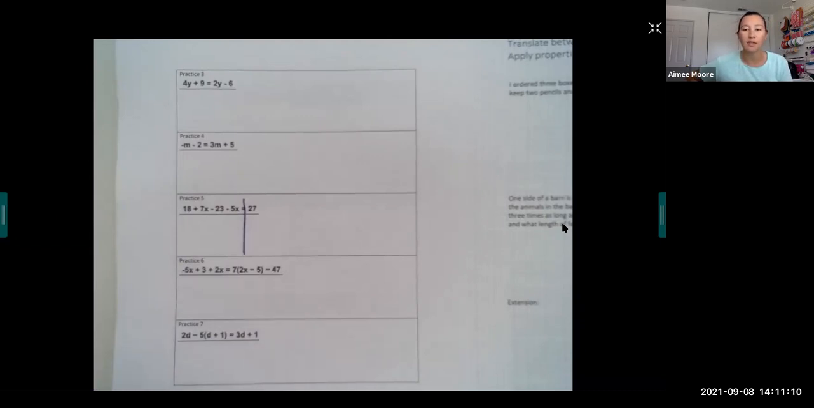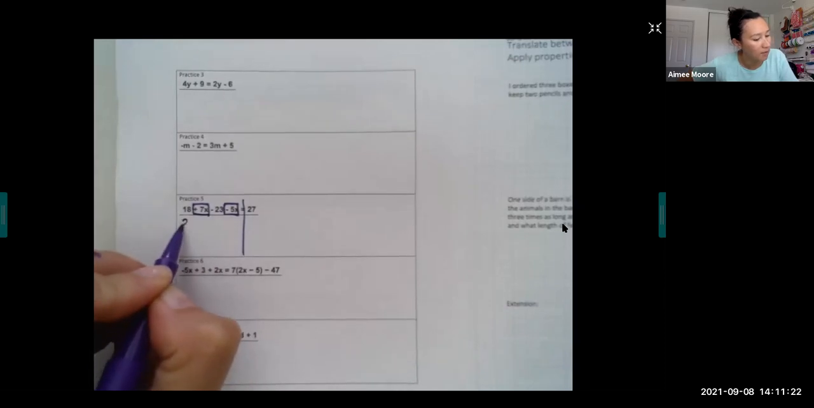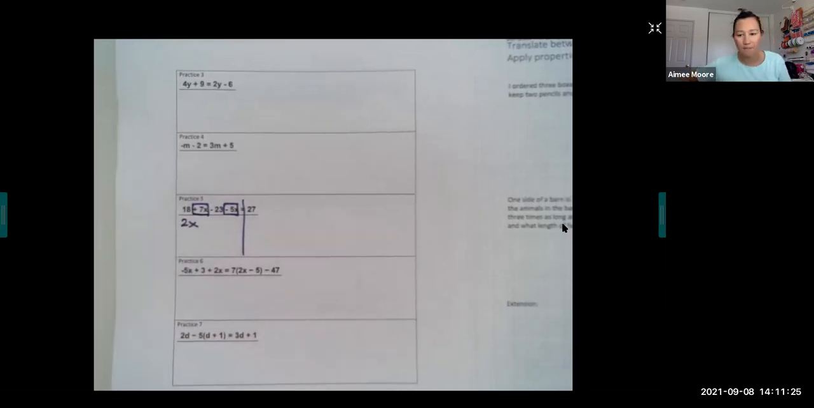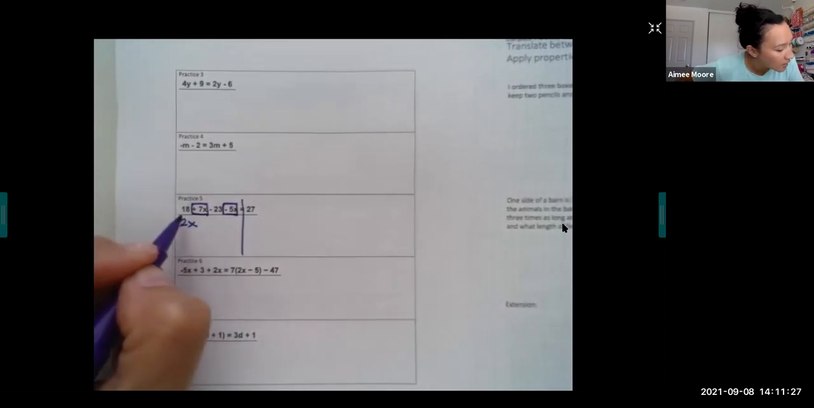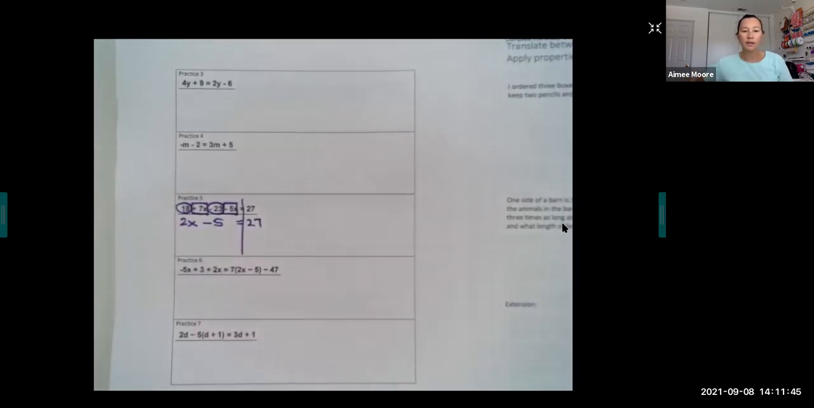So remember, like terms, they have the same variable raised to the same power. 7x and 5x? Yes. So like 7x, positive 7x, and negative 5x. Those are like terms. Good, John. So 7x minus 5x combines to just 2x. And then Jaden told me 18. So I'll circle the 18 and the negative 23. Yes, those are also like terms. So they're just integers that we can combine. 18 minus 23 is negative 5. And now that equals 27.